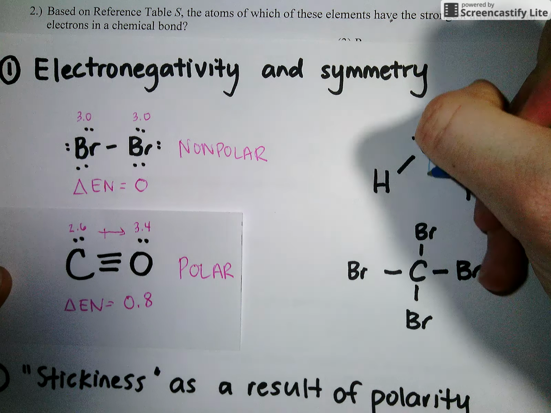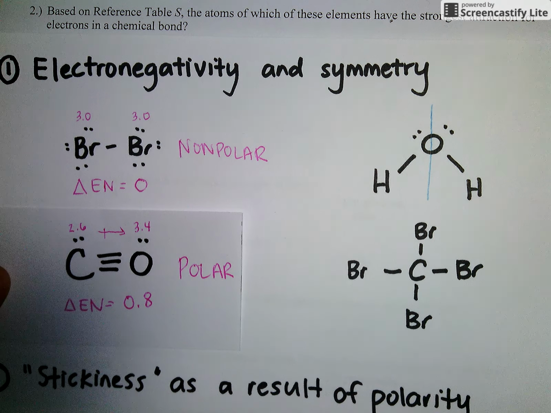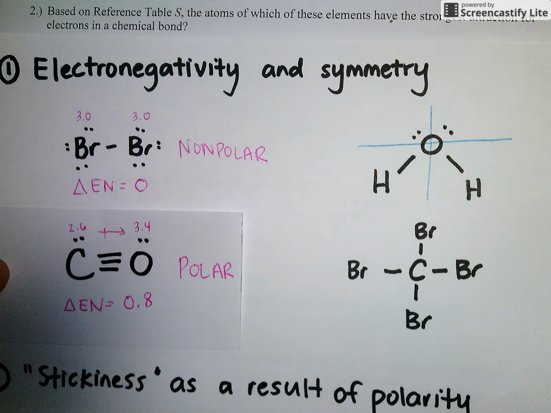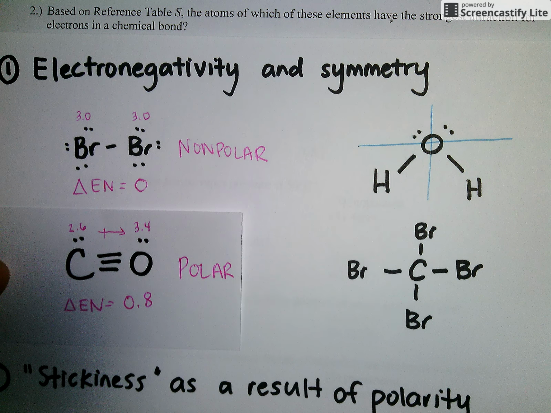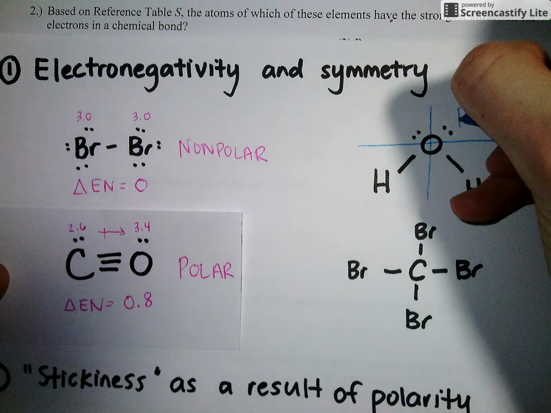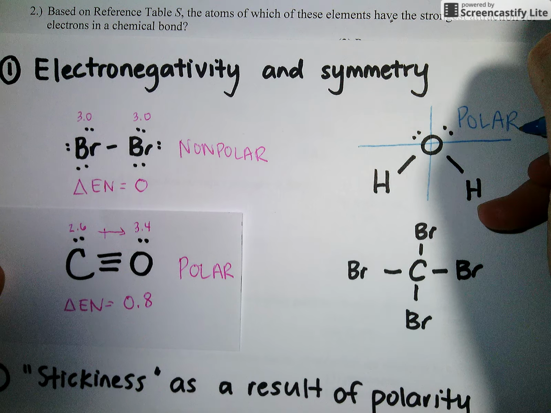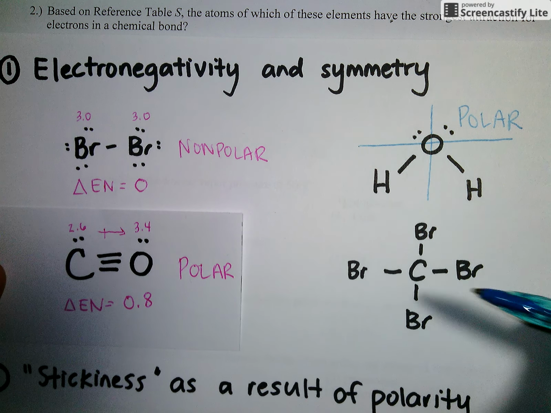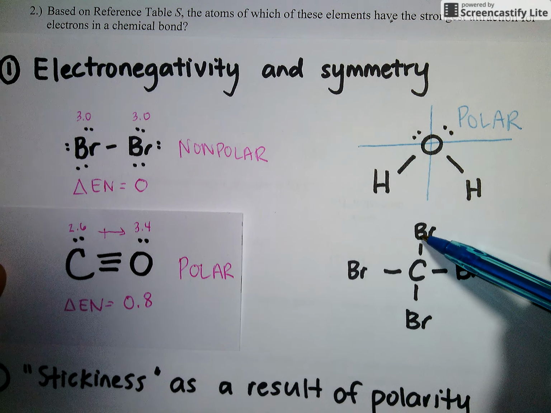So looking at water, that's certainly true if I draw my line straight up and down. But when I go for that second line from left to right, I see that it's uneven or asymmetrical, making this a polar molecule.